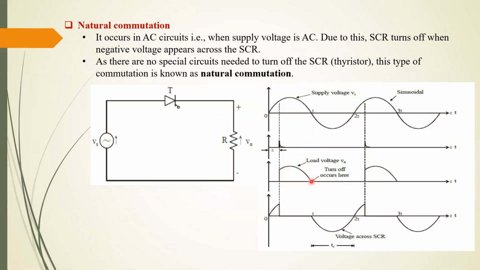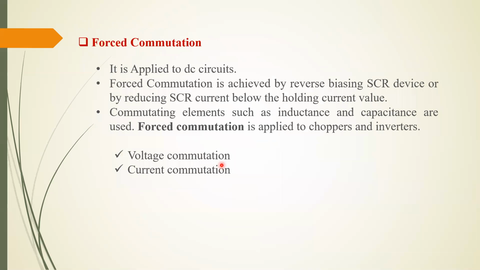That means at exactly omega equal to pi, zero starts. The negative half cycle starts. In this negative half cycle, reverse bias is across the SCR, and hence the voltage across the SCR is minus Vs. Then the circuit becomes open circuit. As it becomes open circuit, no current will flow through the load, so the voltage across the load is zero. So this is the process where natural commutation occurs in an SCR.